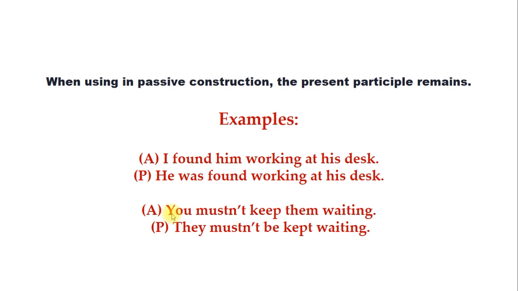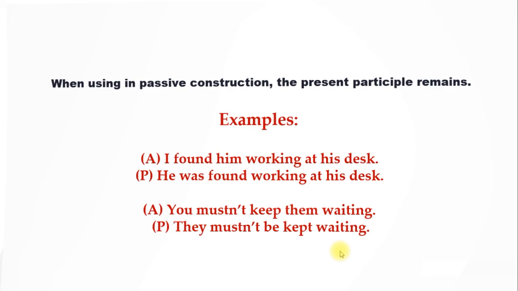And then the second example, you mustn't keep them waiting, and then we change this sentence into passive. So them changes into they. They mustn't. Okay, a modal needs a be, so here we put be. They mustn't be kept, taken from the past participle of the verb keep, and the present participle waiting here.